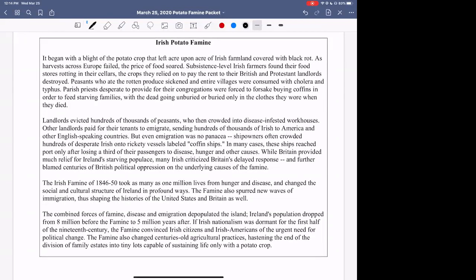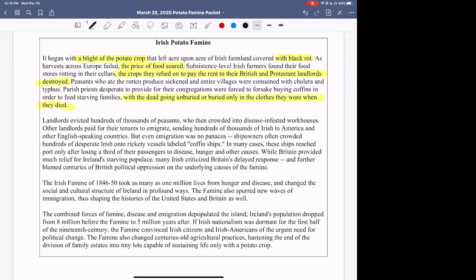The Irish potato famine. It began with a blight of the potato crop that left acre upon acre of Irish farmland covered with black rot. So let's first of all say this, a blight of the potato crop, let's highlight that, with black rot. As harvests across Europe failed, the price of food soared. Subsistence level Irish farmers found their food stores rotting in their cellars. The crops they relied on to pay the rent to their British and Protestant landlords destroyed. Peasants who ate the rotten produce sickened, and entire villages were consumed with cholera and typhus. Parish priests, desperate to provide for their congregations, were forced to forsake buying coffins in order to feed starving families, with the dead going unburied or buried only in the clothes they wore when they died.